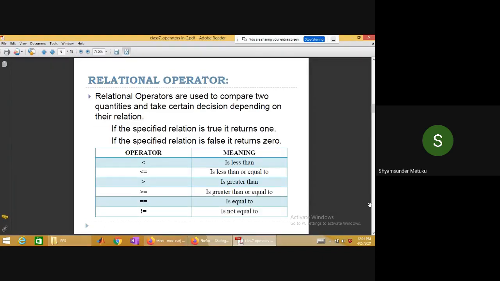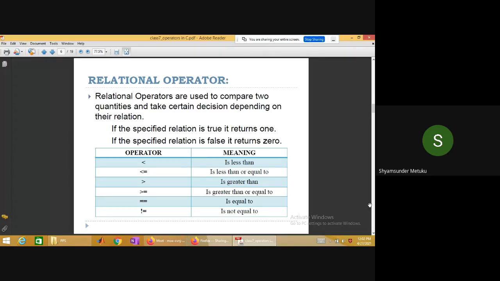Then let us go to the second group of operators, which we call relational operators. As I mentioned, they are generally useful from the comparison point of view. Relational operators are used to compare two quantities and take certain decisions depending on the relation. Maybe in placements, after the final year, if a company comes and wants to filter students, what do they do? Generally, they put up a threshold of percentage of marks. So every student is compared against the percentage of marks. Then they take a necessary decision whether to take them for an interview or simply filter them out. For that kind of thing, these symbols are useful.